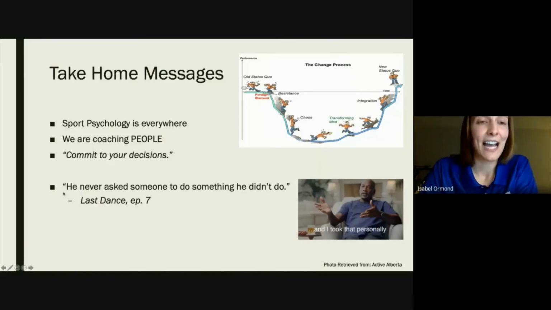And then last comment I'll make here is that Michael Jordan in The Last Dance said he never asked someone to do something he didn't do. So a lot of these strategies can be used by coaches as well. And they're not just tips for their athletes to use, but you can definitely start thinking about some of the self-compassion, some of the journaling, and moving forward with your own learning as well.